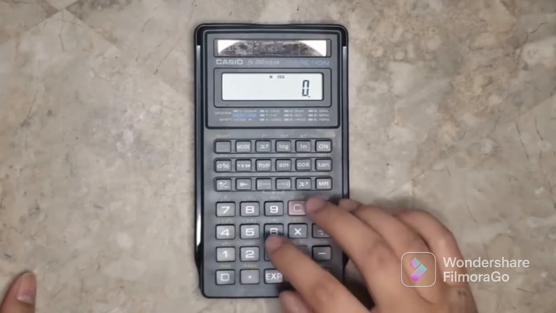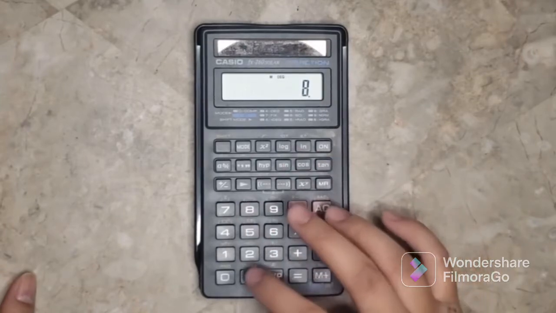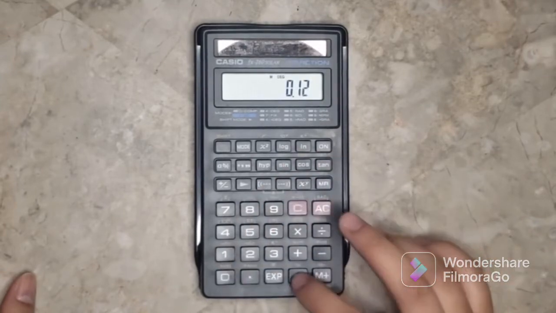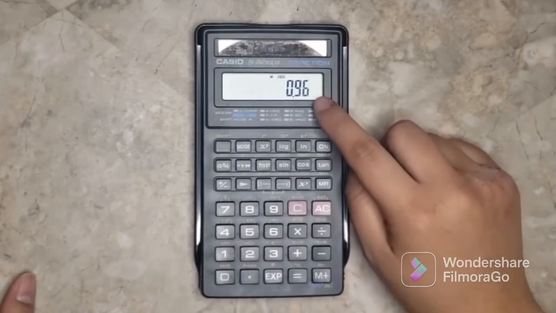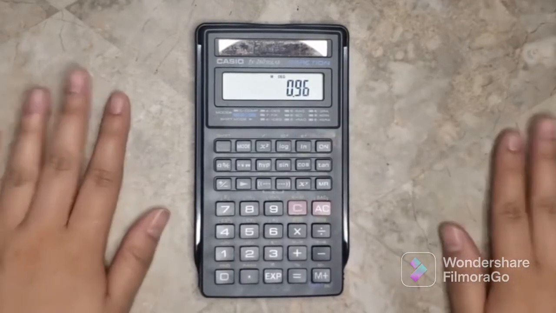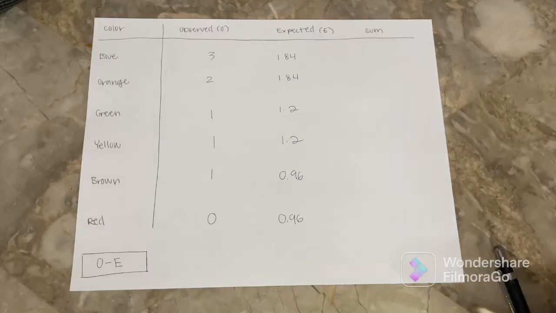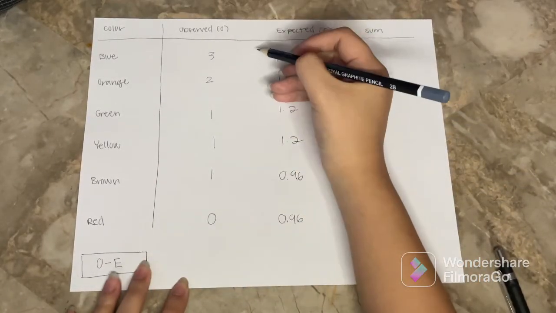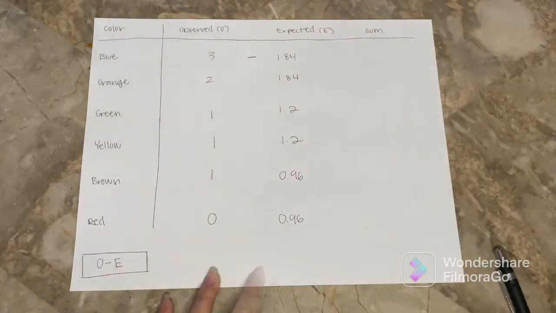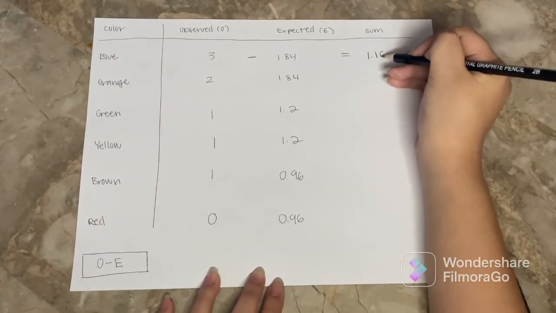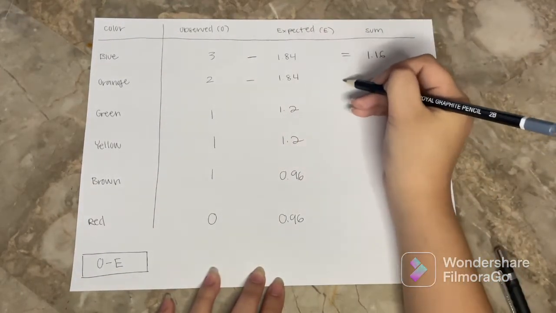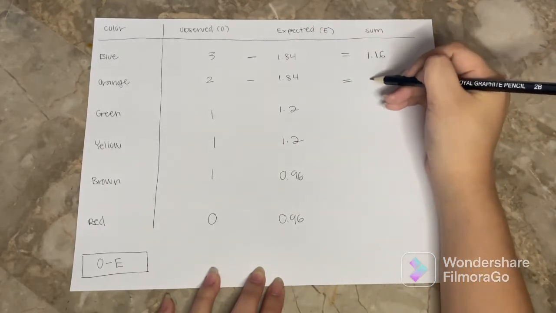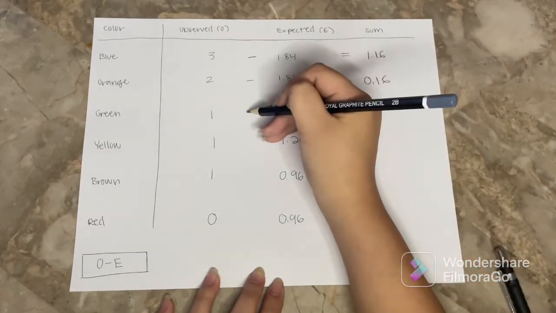For red and brown, we will multiply 8 by 0.12, since that is the expected outcome for those two colors, which would be 0.96. After finding our expected value, we will now be subtracting our observed by our expected. In our case, we got 1.16 for blue, 0.16 for orange. Now we subtract the rest of them.